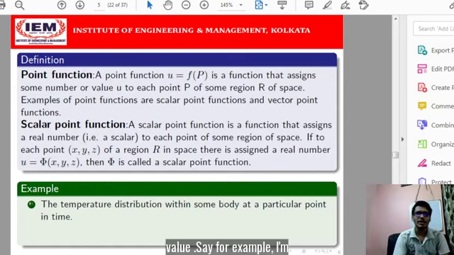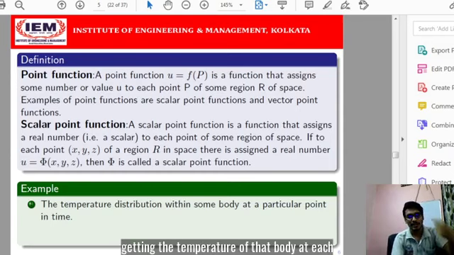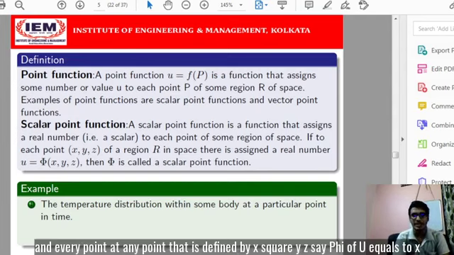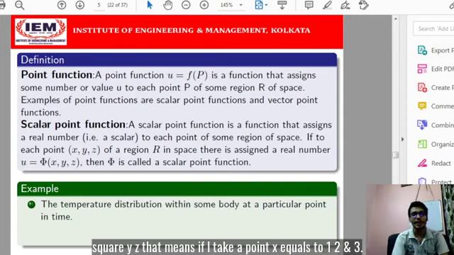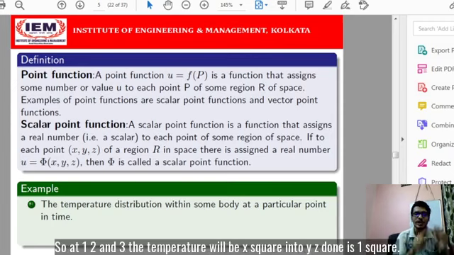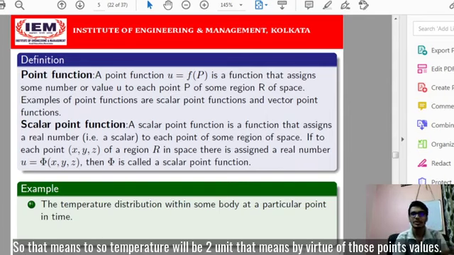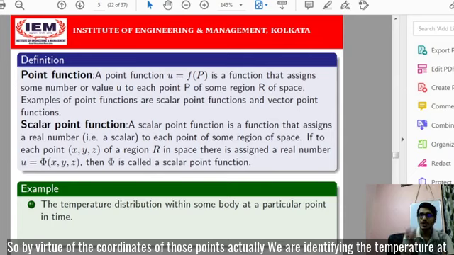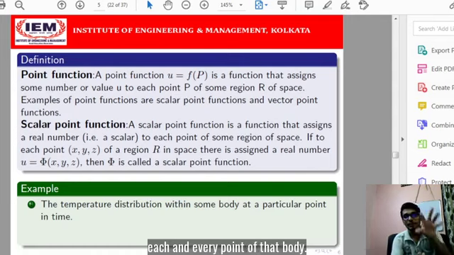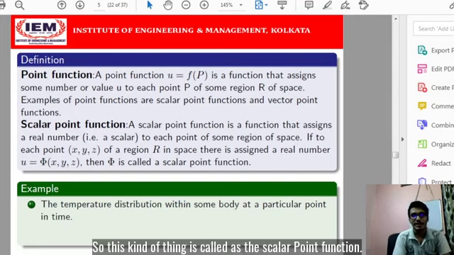Say for example, I am defining the function. I am getting the temperature of that body at any point, defined by x squared yz. Say phi(x, y, z) equals x squared yz. That means if I take the point (1, 2, 1), then at that point the temperature will be x squared into yz, that means 1 squared into 2 into 1, so that is 2. So the temperature will be 2 units. By virtue of the coordinates of those points, we are identifying the temperature at each and every point of that body. This kind of thing is called the scalar point function.